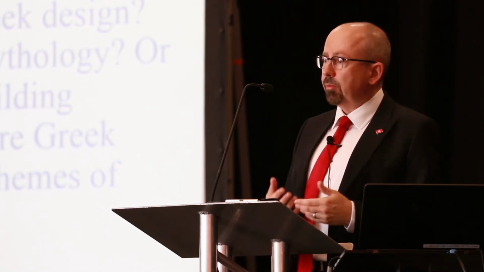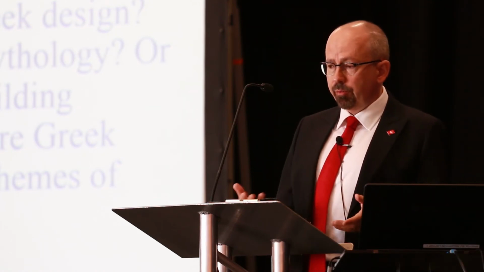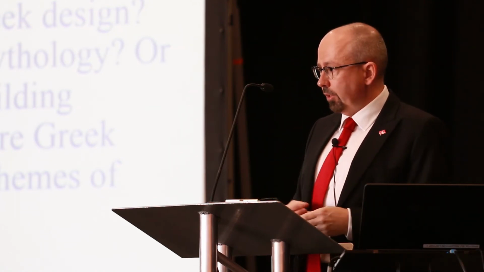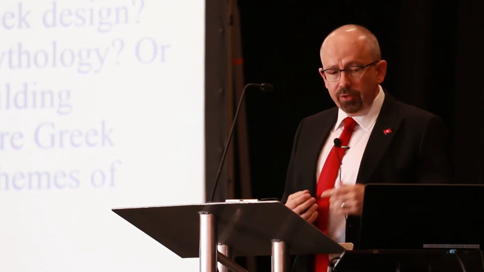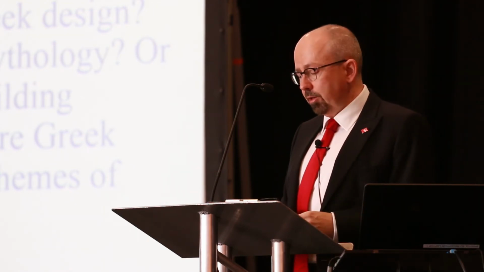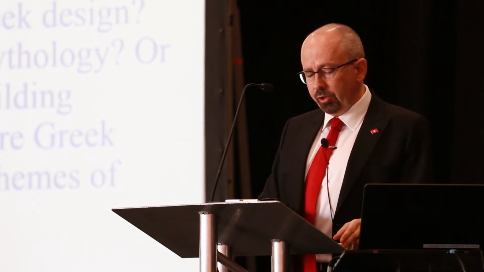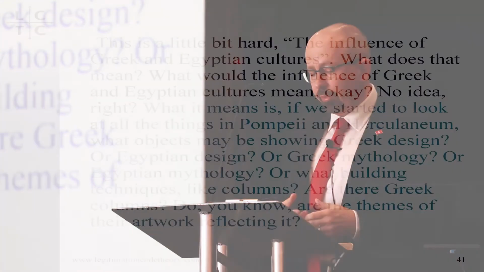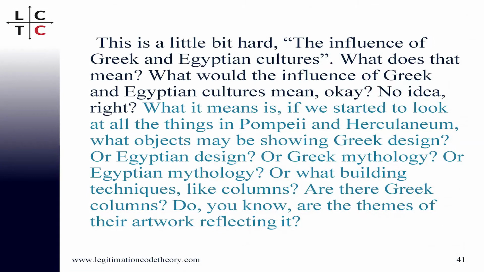And the question also asked about influence. It asks about historical processes of causation, which is, again, complex and generalizing. And the teacher begins by saying, this is a little bit hard, the influence of Greek and Egyptian cultures. What does that mean? What would the influence of Greek and Egyptian cultures mean? Okay? No idea, right? So she's beginning here by indicating the knowledge being discussed is relatively high on the semantic scale. It's a little bit hard, no idea, right?